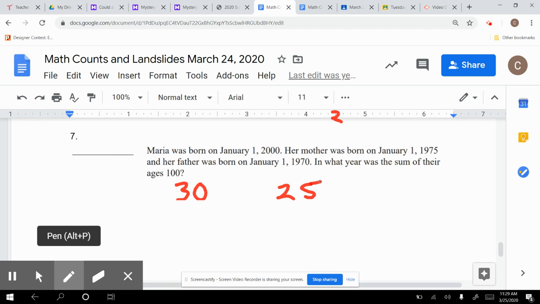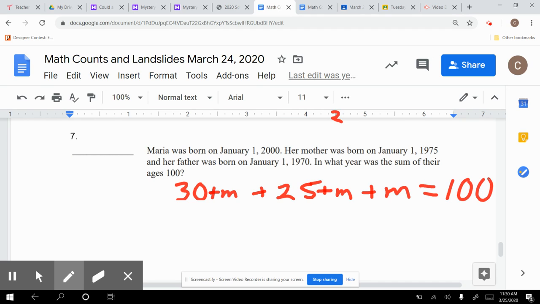And we'll say in this equation that Maria is m years old. Now, every year that Maria has a birthday, you're going to increase the age of her father and her mother. So you're going to add m for every year that she has a birthday. And we're going to add her mother's age plus Maria's age plus m. And I want to know what makes that equal 100.